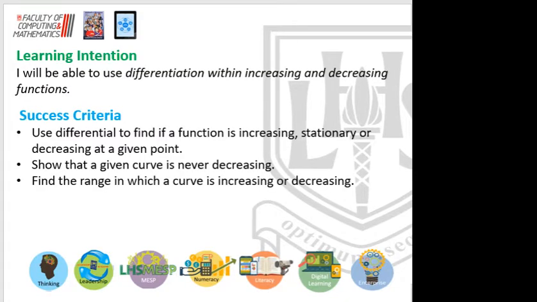So the learning intention for today is to be able to use differentiation within increasing and decreasing functions, and within that be able to do three things. Being able to use the differential to find if a function is increasing, stationary or decreasing at a given point. Being able to show that a given curve is never decreasing, and being able to find the range in which a curve is either increasing or decreasing.